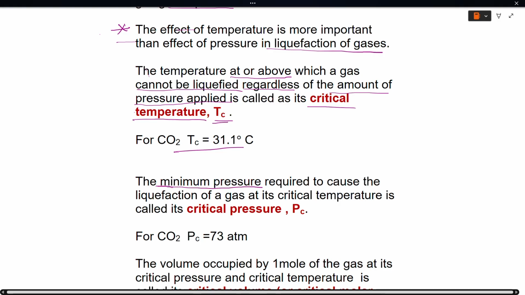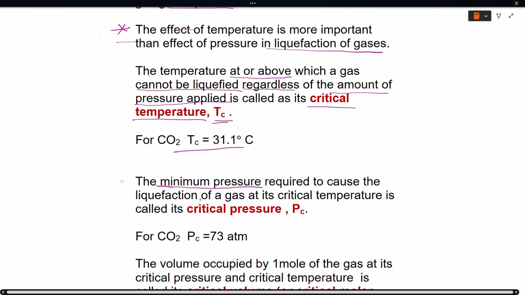You can't apply any pressure lower than that; it is the minimum pressure required to liquefy the gas at its critical temperature, known as the critical pressure, and it is denoted by the capital letter P with a subscript small c. For carbon dioxide, at the critical temperature of 31.1 degrees Celsius, the pressure to be applied is 73 atmospheres.